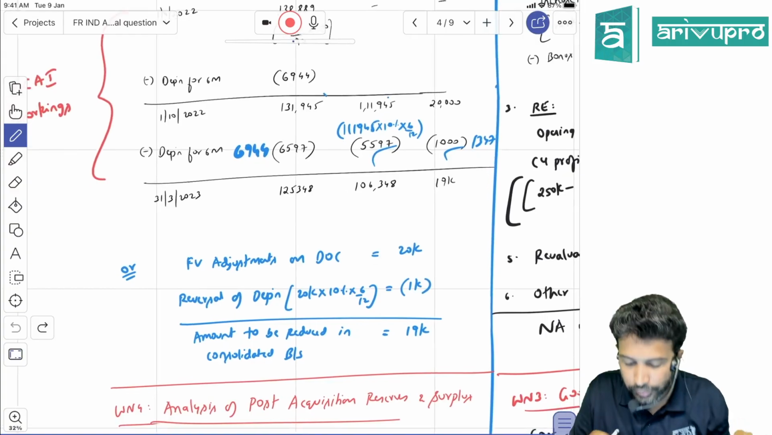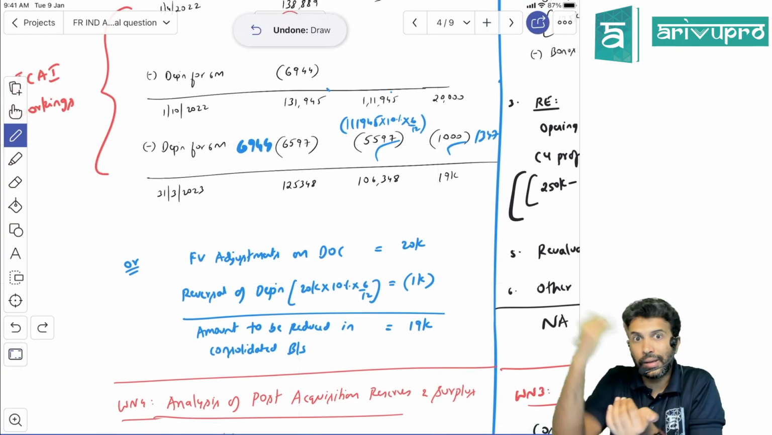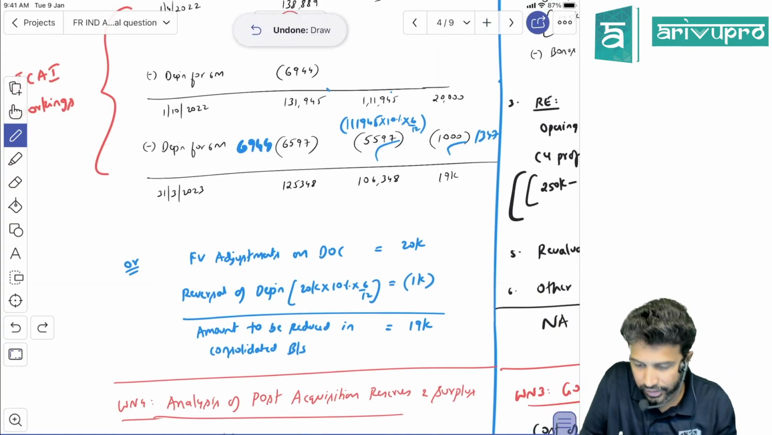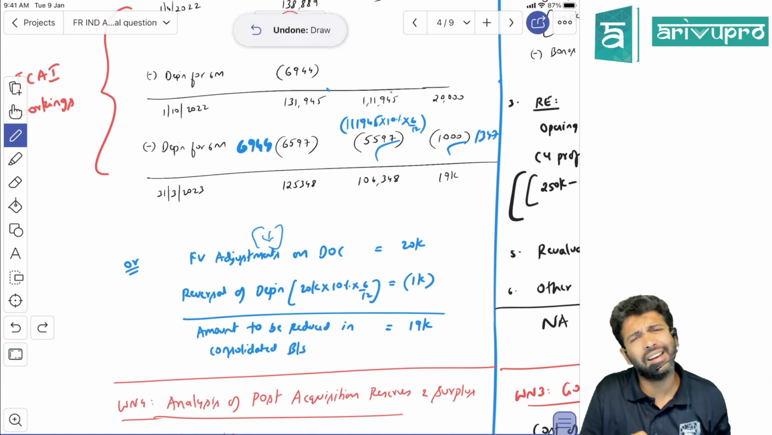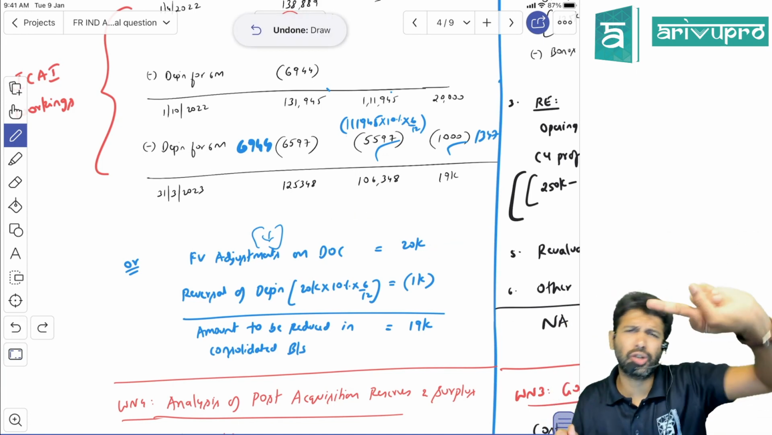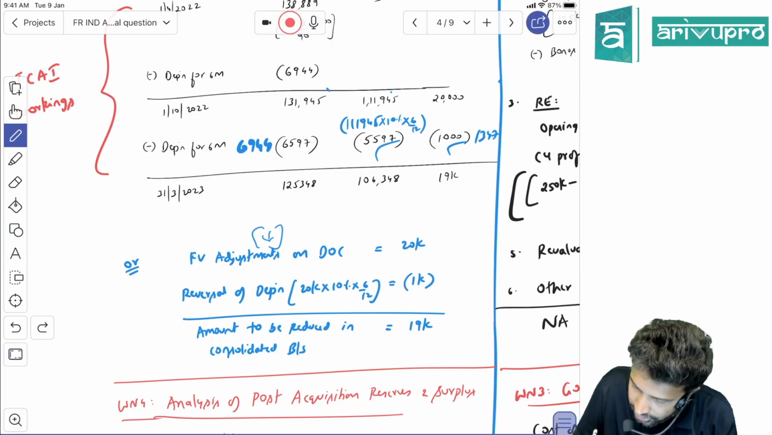So when they give you a fair value adjustment, it could refer to an increase or decrease. Here it's a decrease, right? If the fair value decrease on the date of control is given to you directly in the question, then calculate additional depreciation or reversal of depreciation directly on this fair value adjustment itself.